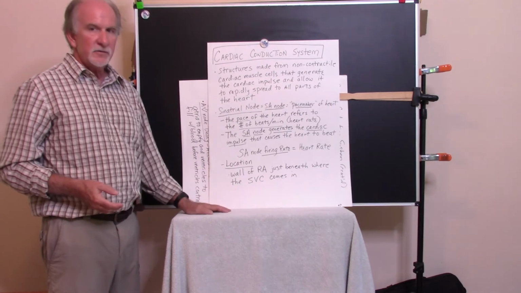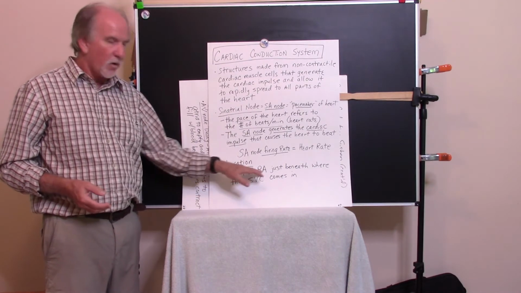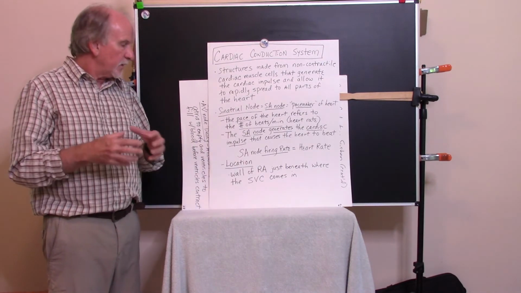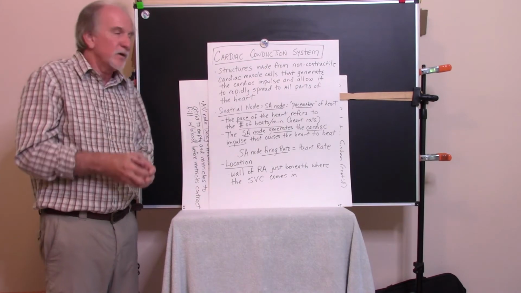The SA node is located in the wall of the right atrium where the superior vena cava comes in.